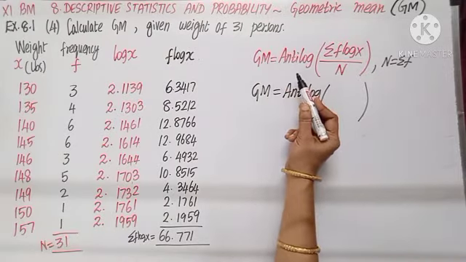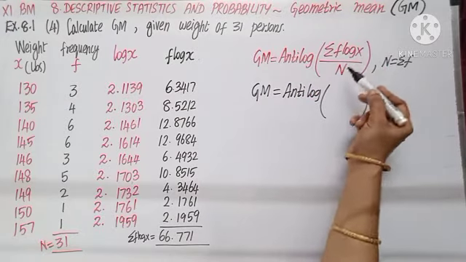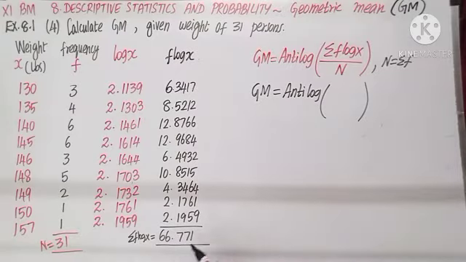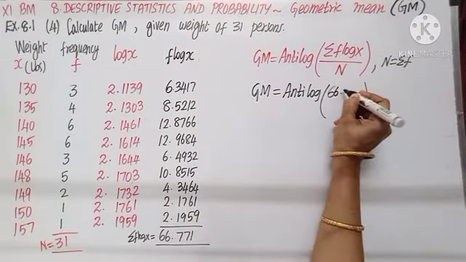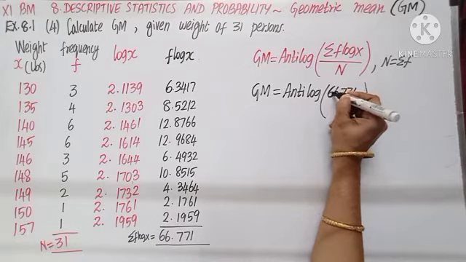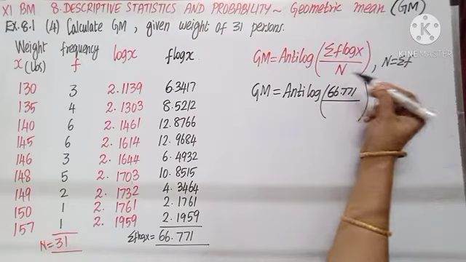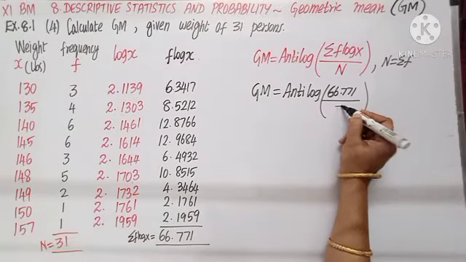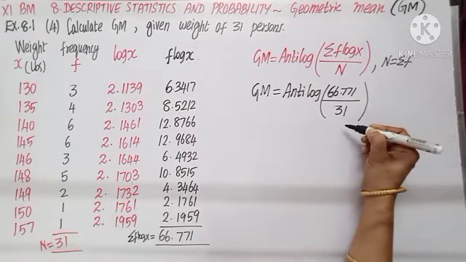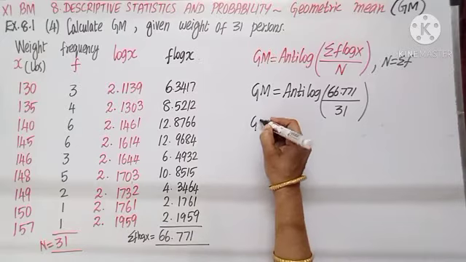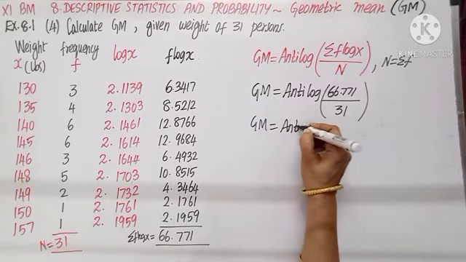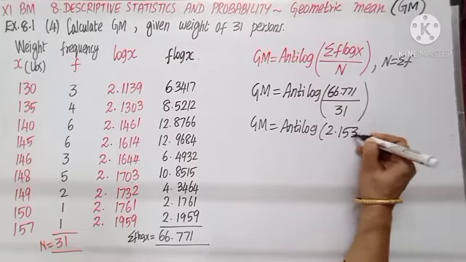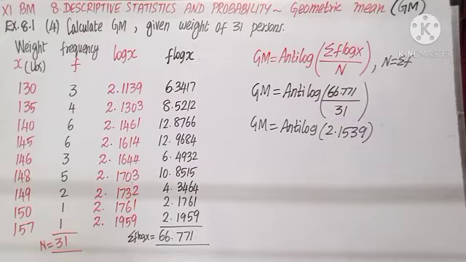Geometric mean is antilog of sigma F log X by N. So GM is antilog of sigma F log X, which is 66.771 divided by, what is N? The total frequency. Total of F is 31. Let us divide by 31. That answer, we will find out the antilog. So antilog of 2.1539. How to find antilog?